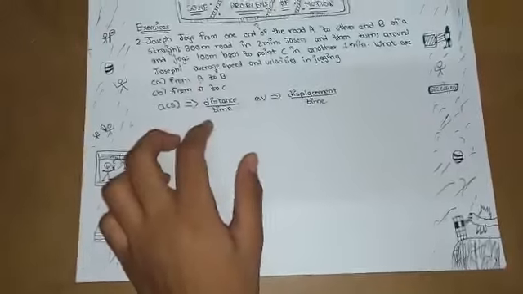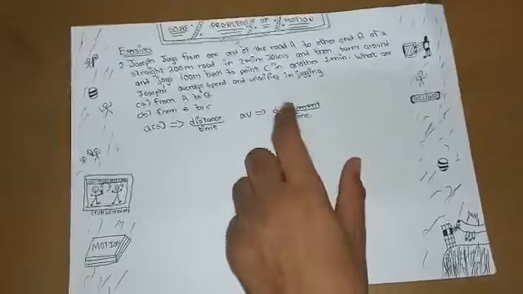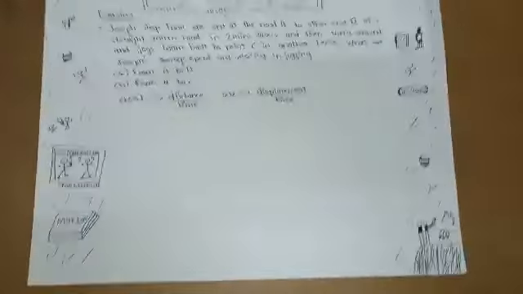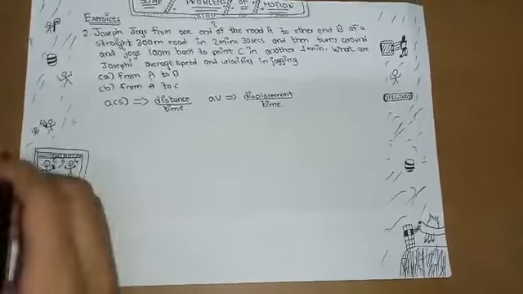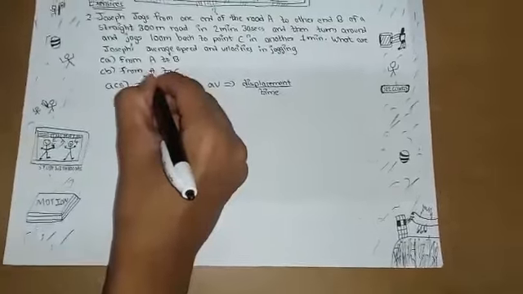So guys, don't make mistakes like Rohit. You should write here total distance by total time and total displacement by total time. If you do not write total, then marks can be deducted. So total is very important. Right.